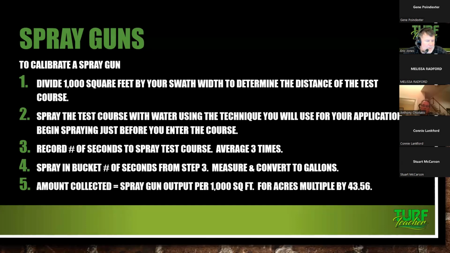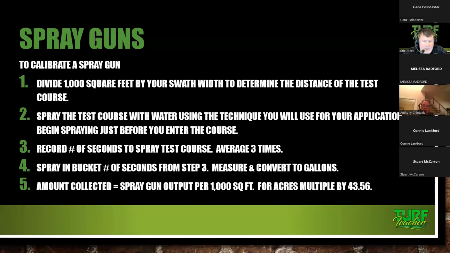But let's say we're pulling off our spray gun. We're pulling the hose off the truck. What we need to do is divide 1,000 square feet by our swath width to determine the distance of the test course. This will be a little easier to understand here in a few. Spray the test course with water using the technique you will use for your application. Begin spraying just before you enter the course. Record the number of seconds to spray the test course. Average it 3 times. Then spray in the bucket the number of seconds from step 3. Measure and convert to gallons. The amount collected is equivalent to the spray gun output per 1,000 square feet.